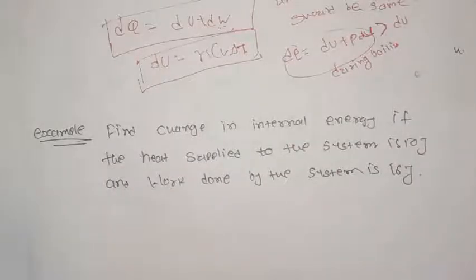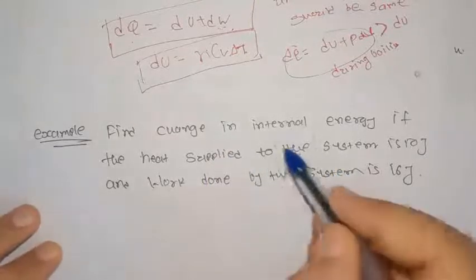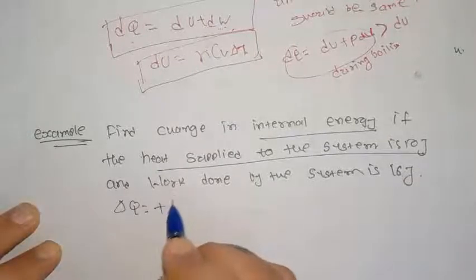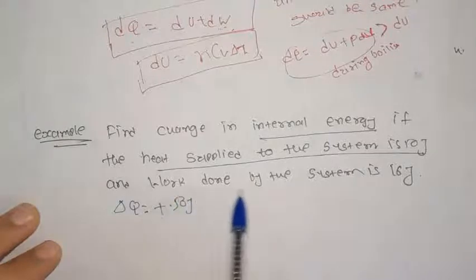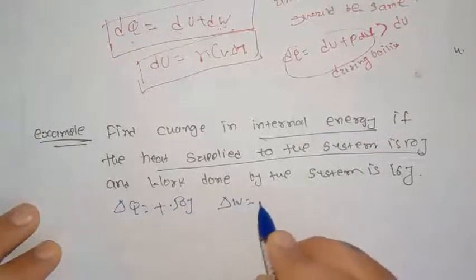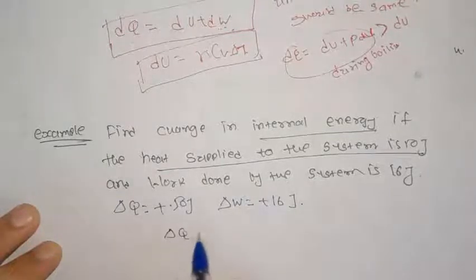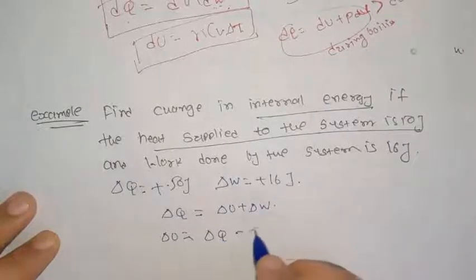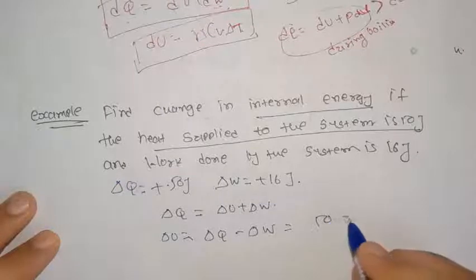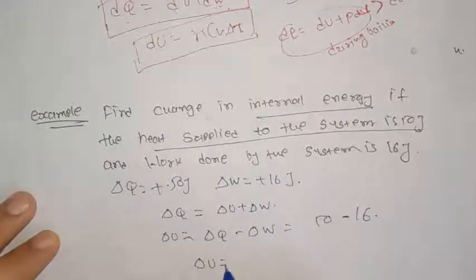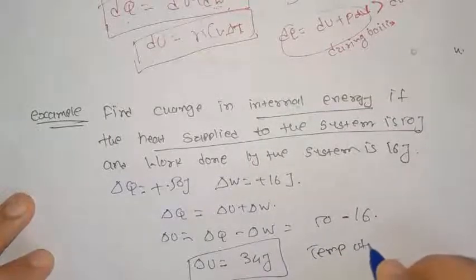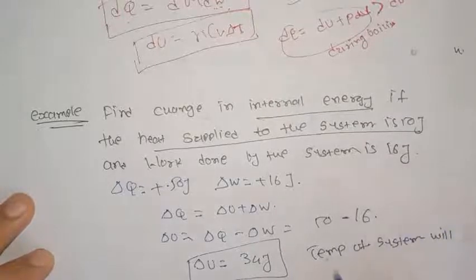Now let us see one example based on the first law of thermodynamics. In this example, find the internal energy if heat supplied to the system is 50 joule. If heat is supplied to the system, then delta Q will be positive, that is 50 joule. And work done by the system is 16 joule. Here work is done by the system, so it will also be positive. The first law is delta Q is equal to delta U plus delta W. So delta U is equal to delta Q minus delta W. So 50 minus 16, delta U will be equal to 34 joule. As delta U is positive, the temperature of the system will increase.